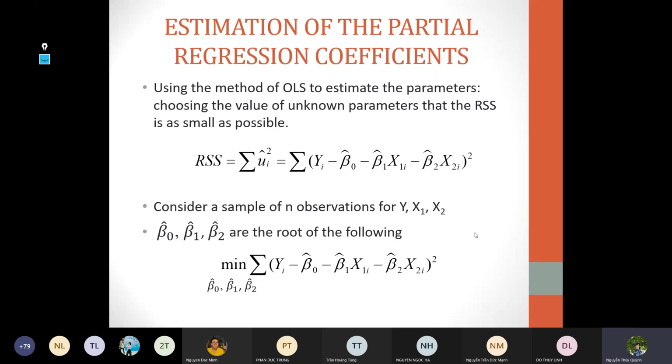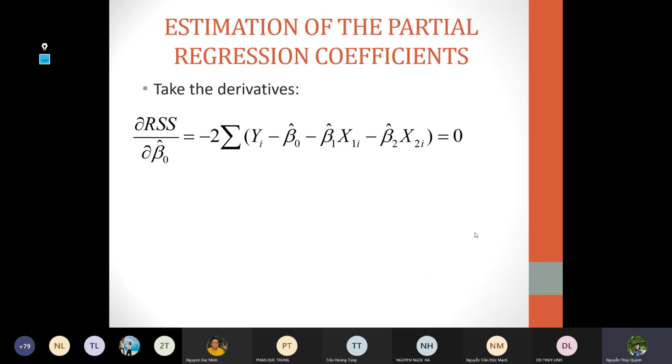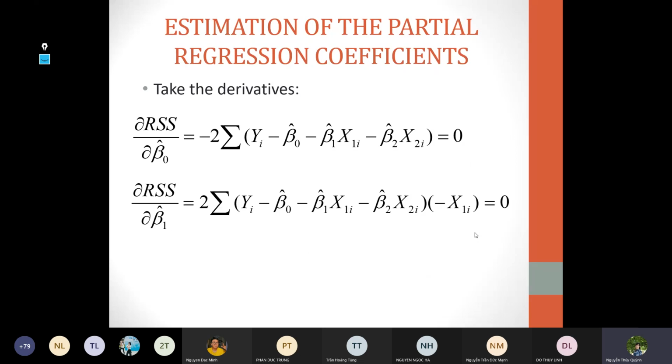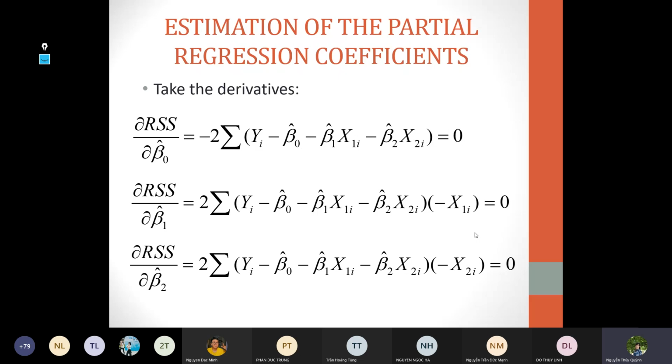We will take the derivatives and we will have three equations, and we solve for three unknowns. We have to solve for the values of three roots: a set of equations with three equations and three unknowns. Can we solve this set of equations?